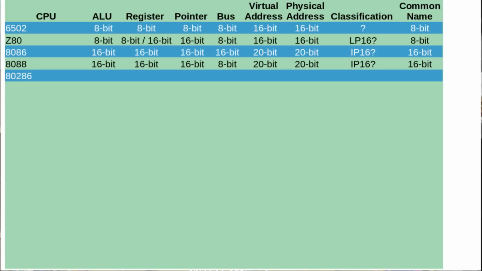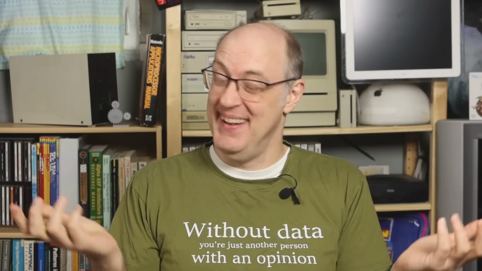The 286 keeps up a lot of the same trend: 16-bit ALU, 16-bit registers, the same, I don't know what you call them, 16-bit pointers, 16-bit bus. It has a 20-bit-ish virtual address space because of a weird quirk of how those two 16-bit values get combined to form a 20-bit value. The virtual address space is technically 1 megabyte plus 64K. So I don't know what to call that. Weird. I'm going to call it weird. It's 20-bit. We'll call it 20-bit.